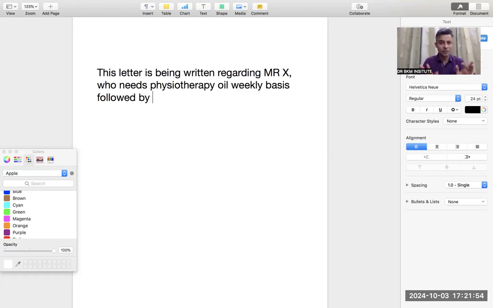Otherwise it's a risky word. I normally say don't use it. But followed by means, first he needs the physiotherapy on weekly basis, followed by monthly appointments. Even you don't have to write this line, that physiotherapy can decide. Therefore, he is being referred under your expertise.